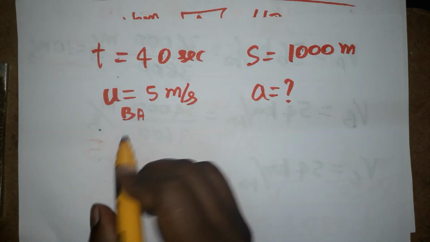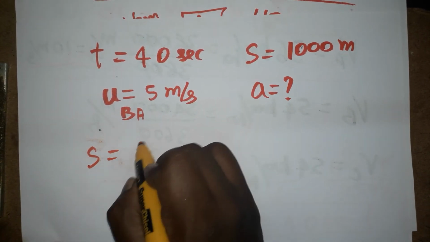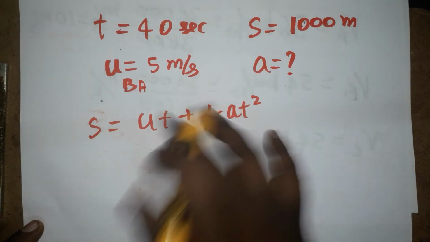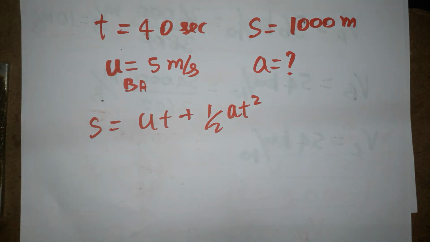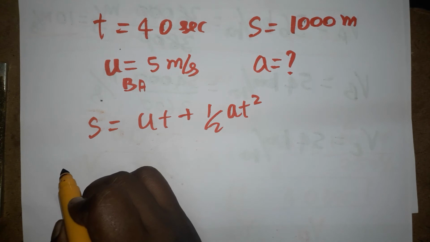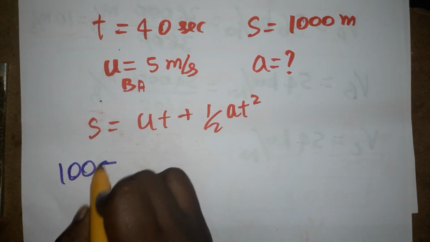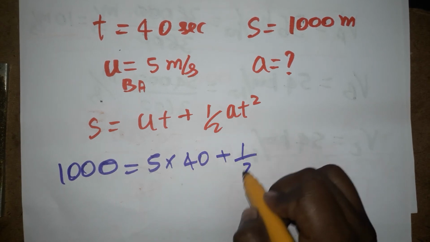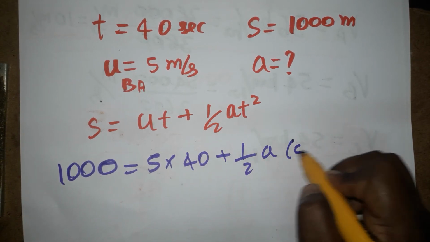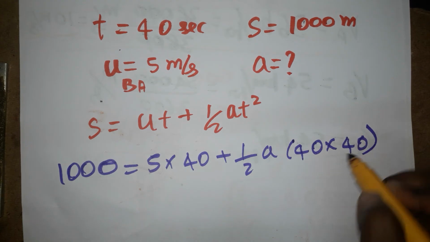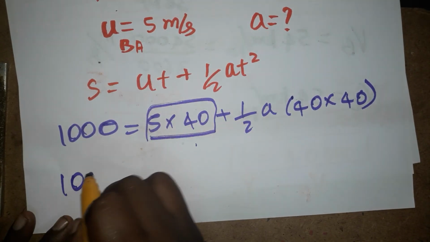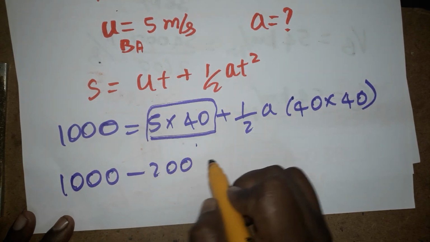Now S is equal to ut plus half a t squared. This equation is suitable here, but you can choose any equation if you know the logic. So this is 1000, u is 5, and t is 40. Plus half a, t is 40, 40 into 40. Just do the simplification. 5 times 40 is 200. Bringing it to the left side, 1000 minus 200 gives 800.